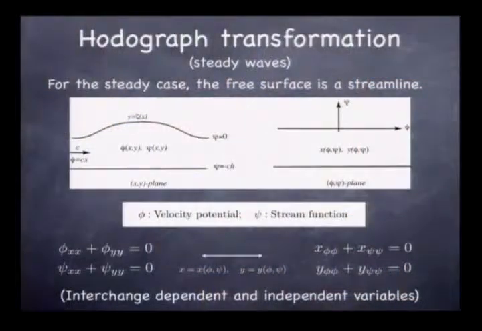Since we are dealing with a very nonlinear wave, one of the ways to get the exact solution is to use the Hodograph transformation. As you know, we just interchange dependent and independent variables. By doing so, we can map this physical fluid domain, with its free surface, into a uniform strip, and then instead of psi being dependent variables, phi and psi become independent variables in this domain.